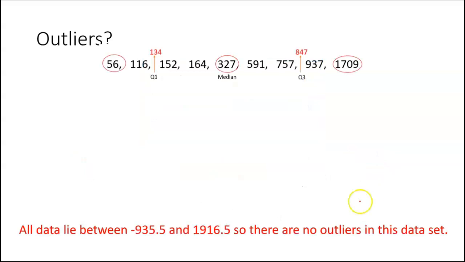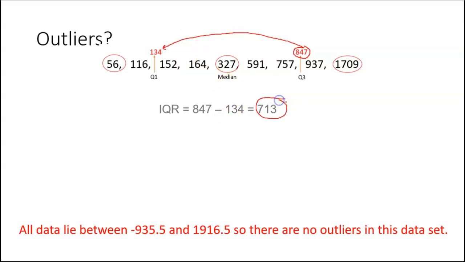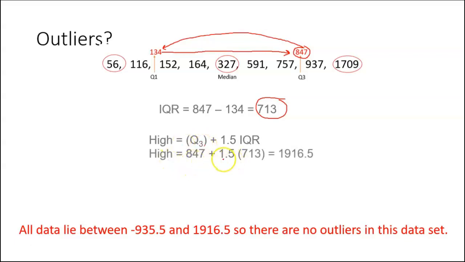So let's see what happens in this case. So here is the data. In our case, the interquartile range is that distance from 847 to 134. We subtract those two numbers and we see that there's a distance of 713 in between. There's 713 spaces in between 134 and 847. So to get the high side, we'll take our third quartile of 847 and we'll add 1.5 times that interquartile range. Now grab your phone or a calculator and see if you agree with my number here. But when you put those together, you get 1916.